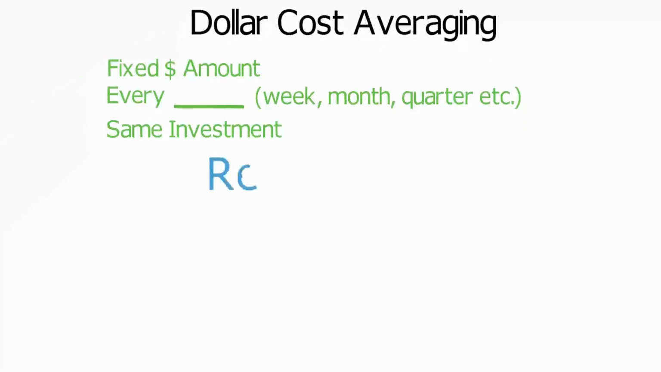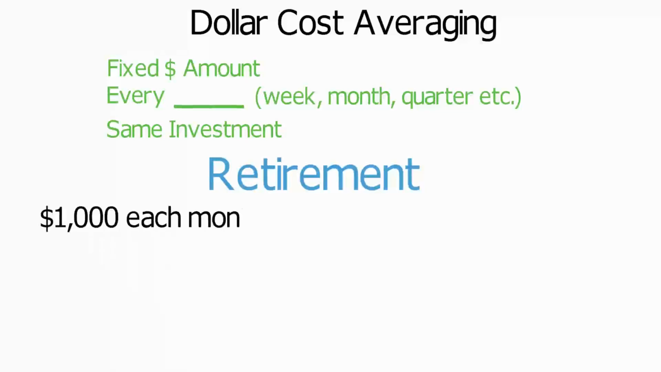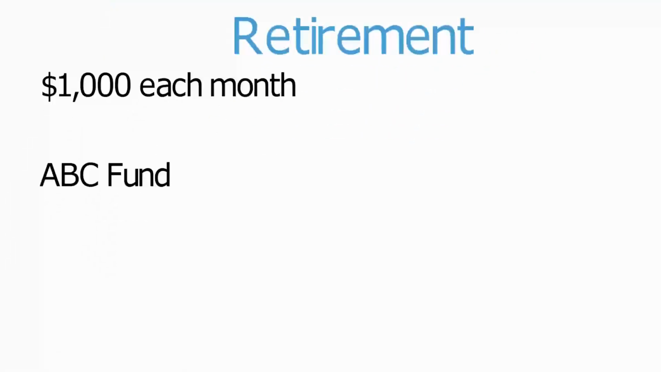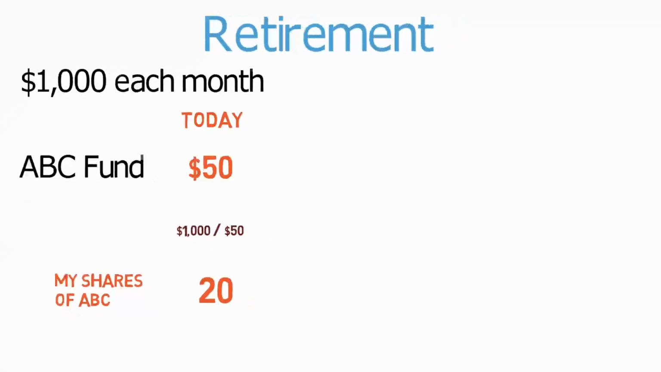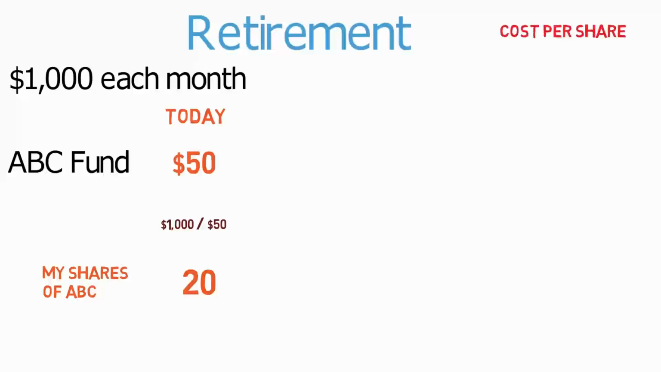So let's imagine that you are saving for retirement and you're going to invest $1,000 every month in the ABC fund. Currently, ABC is trading at $50 per share. Since you're investing $1,000 this month, you're going to buy 20 shares, which is $1,000 divided by $50 per share. For now, we are ignoring any commissions, which we will come back to in a minute. Right now, your cost per share is $50.